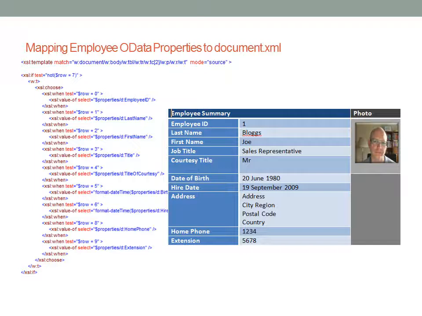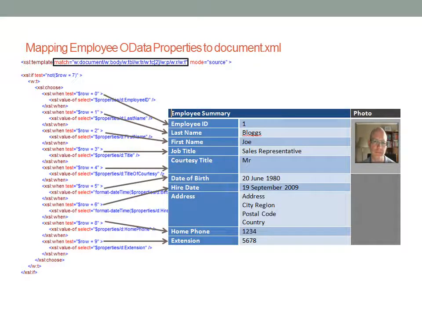This slide simply shows the XSLT that maps the OData properties from the input file onto the document.xml file. So we have a template with a match pattern that matches all the cells within the second column of that table, and then it's just simply a matter of, for each row within that, we map a separate OData property. So this is the first one, which is employee ID, that maps onto the first row, and I won't do all the others, but effectively each one of the other rows maps in a similar way.